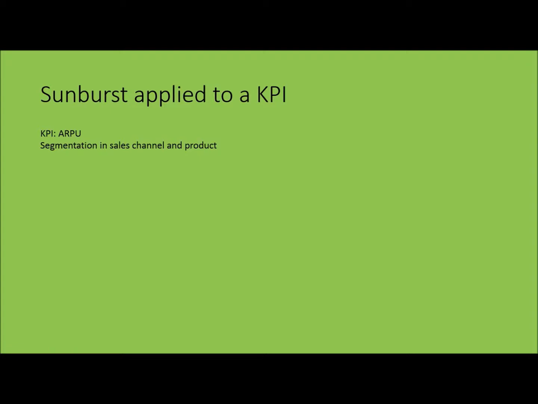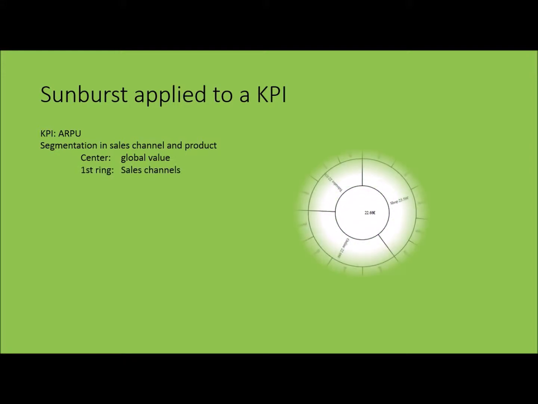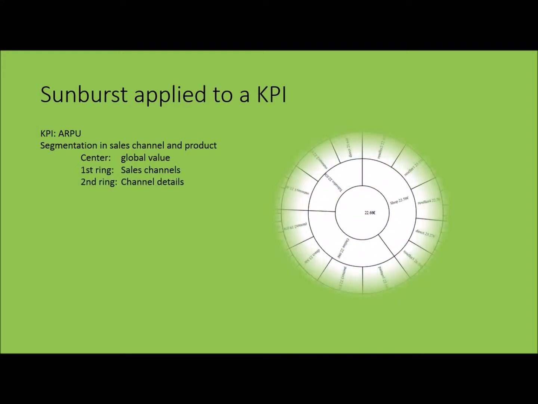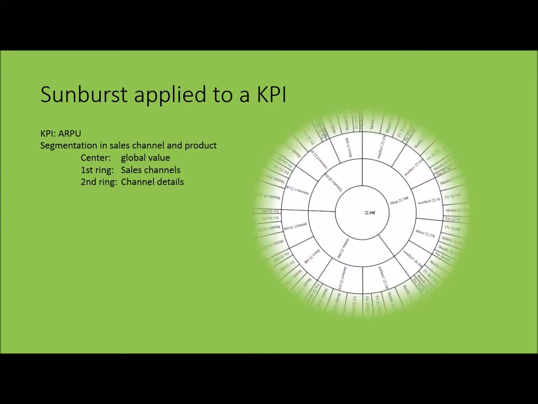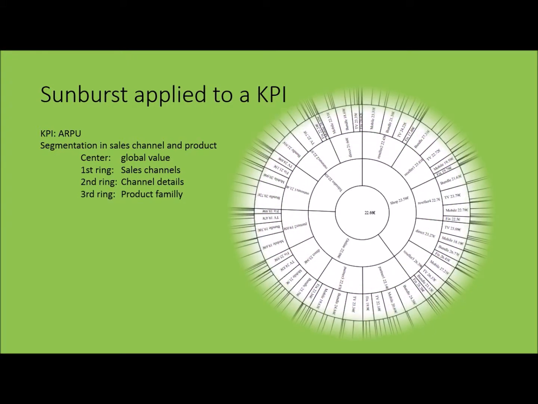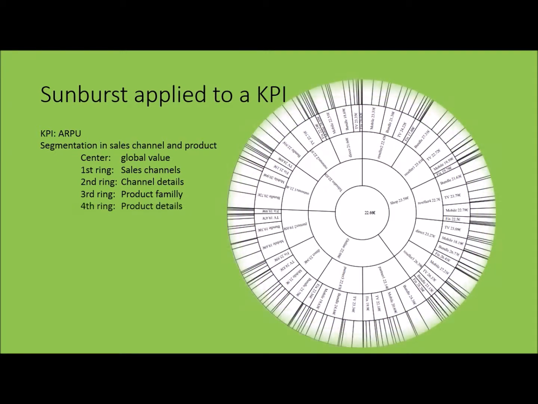Now if we start again developing our Sunburst from the middle using all our segmentations, we will find first in the center our global KPI, then the first ring with the sales channel, the second ring with the sales channel detail, the third one with the product family, and the last one with the products. I didn't put any labels there because it wouldn't be readable. So we have a full mapping of our segments into one data visualization, but there's still something missing to make it usable, and that's a color scale.